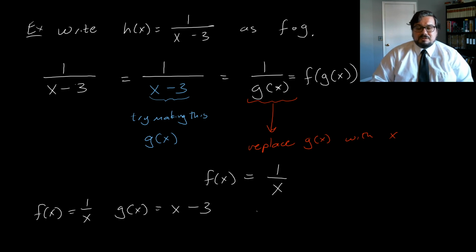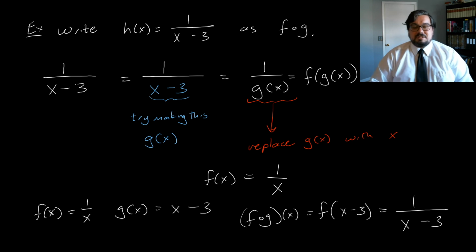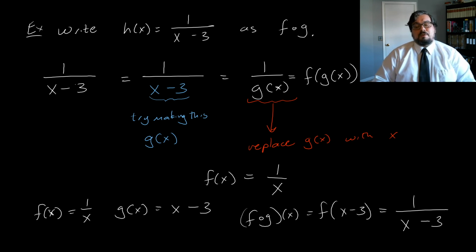Now, if we do take f composed with g of x, that's going to be f of g of x, which is f of x minus 3. And because f of x is 1 over x, this will give us 1 over x minus 3, which is exactly what we started with. You can always check your work going through this process simply by taking the composition of your proposed f and g and making sure that it works out properly.